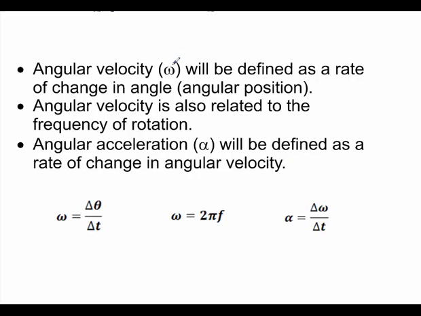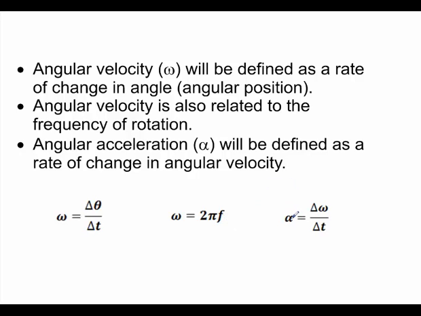Now, angular velocity, which is defined as omega, will be defined as the rate of change in the angle, or angular position. Angular velocity is also related to the frequency of rotation. Angular acceleration, using the Greek symbol alpha, will be defined as the rate of change in angular velocity. So you often see omega being measured in radians per second, or change in the angle over change in time. We can also say that omega is equal to 2 pi times frequency, where frequency is defined as the cycles per second.